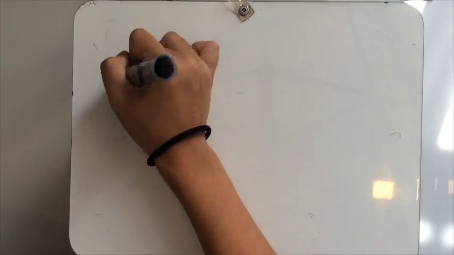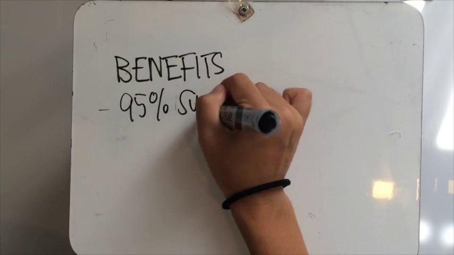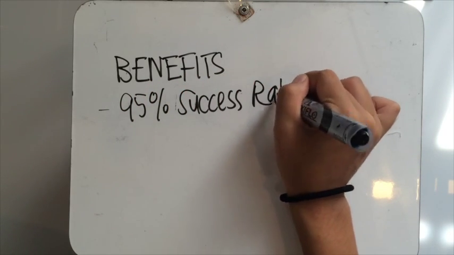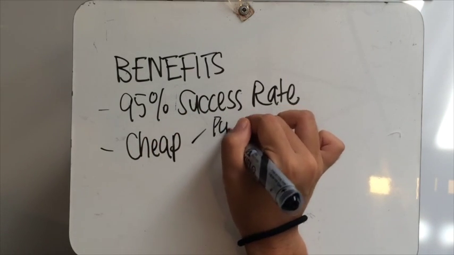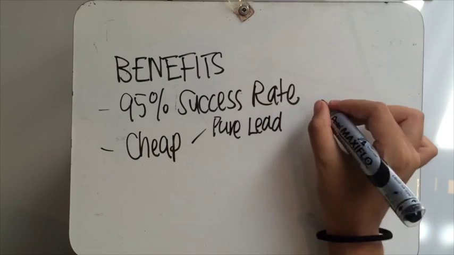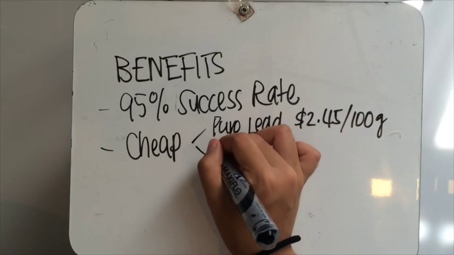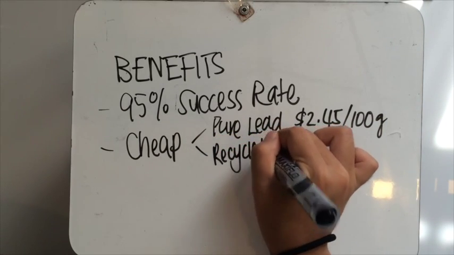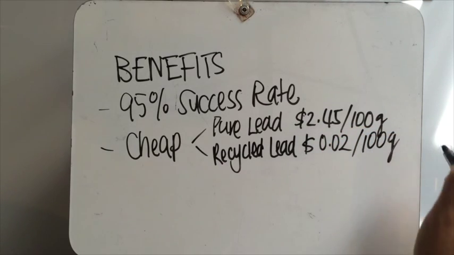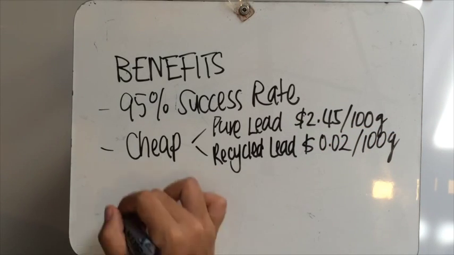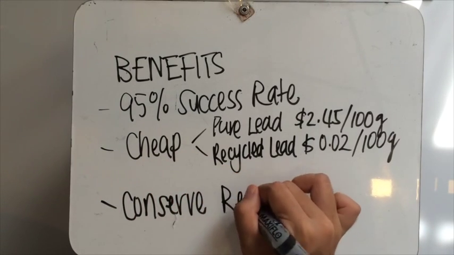Effects of recycling lead. Benefits. Recycling lead has a success rate of 95%, so only a small portion of the lead is lost. 77% of lead products use recycled lead. This is because recycled lead costs less than pure lead. Pure lead costs $2.45 per 100 grams, while recycled lead only costs 2 cents per 100 grams. Also, if you recycle lead, then you can conserve more of the lead resources in the Earth's crust.